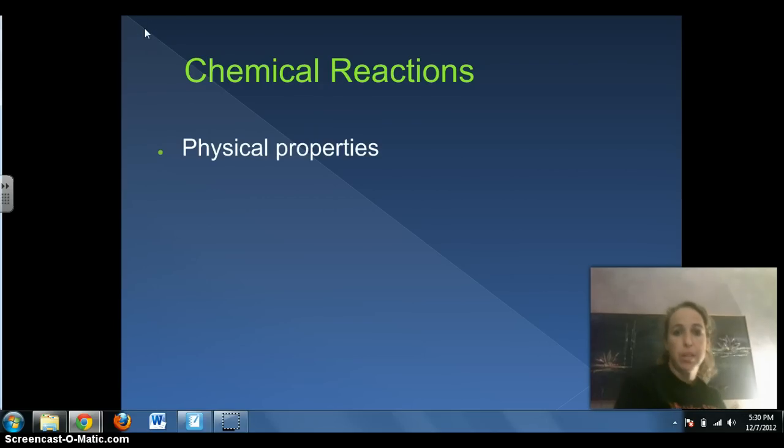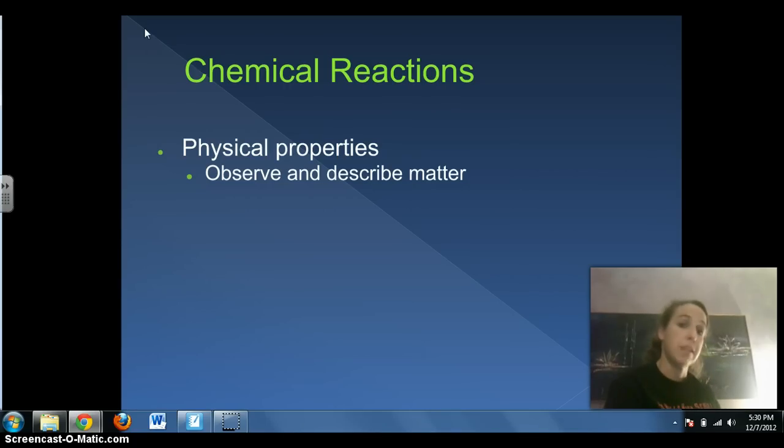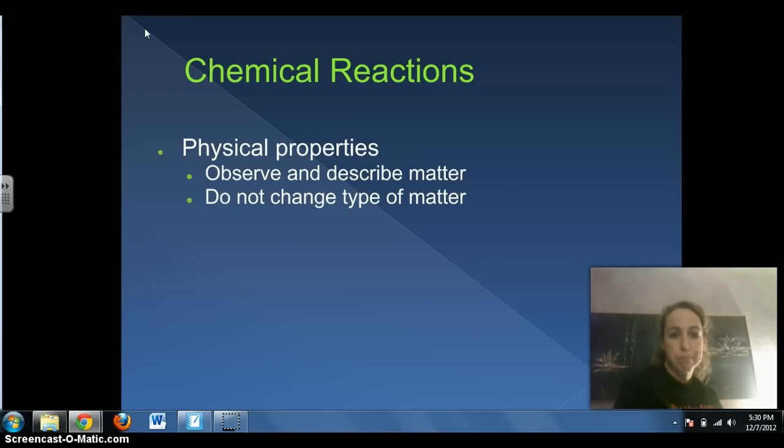Before we start talking about chemical reactions, let's talk about some of their properties. Physical properties observe and describe matter. So you're talking about the state of matter. Is it a solid? Is it a liquid? Is it a gas? What color is it? What's its mass? That kind of stuff, okay? It does not change the type of matter. So you can go from solid ice to liquid water and you still have water. It's still H2O. You haven't changed what you have. So melting and freezing are both examples of physical changes.